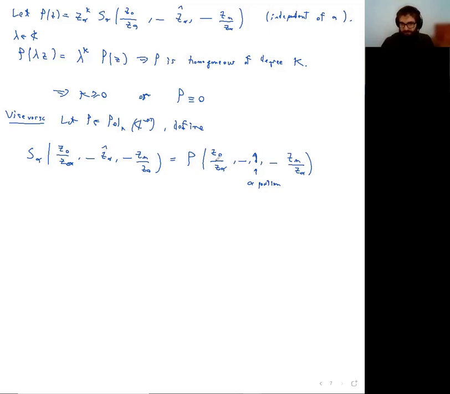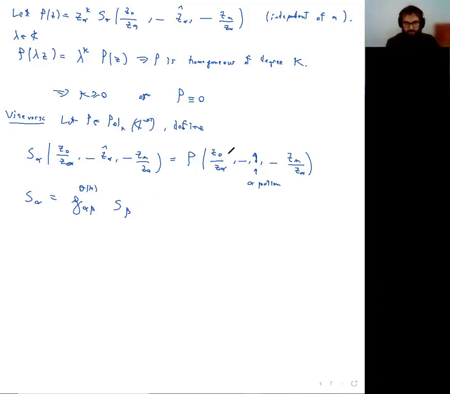So we define it like this. And this kind of makes sense because if you think of this lambda to be this zeta alpha, it's like putting this inside. And so P is homogeneous, which is very good, because then S alpha is nothing but G alpha beta K times S beta.